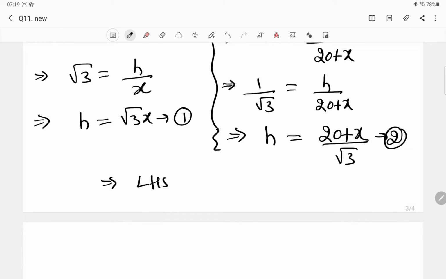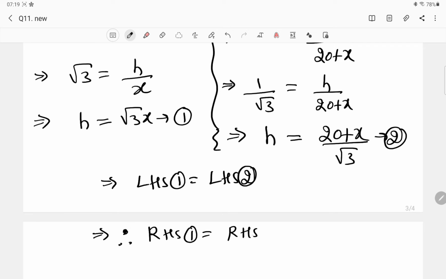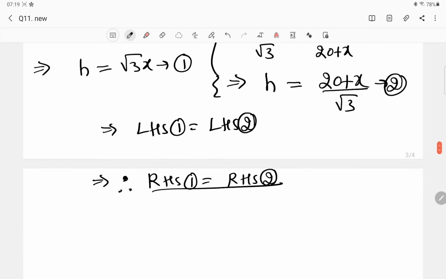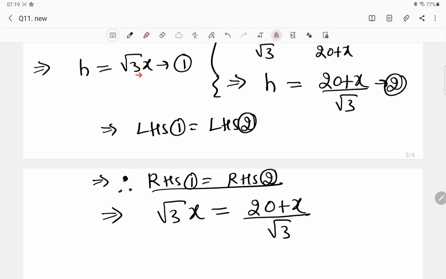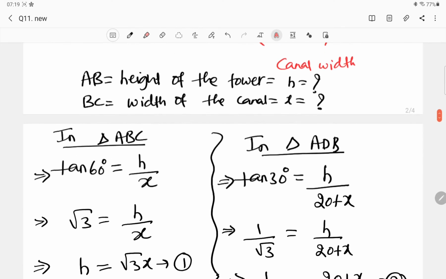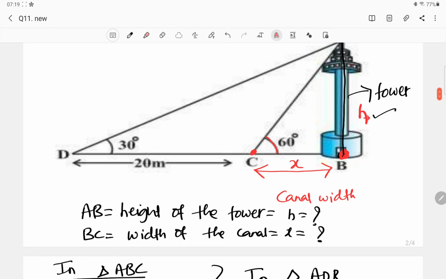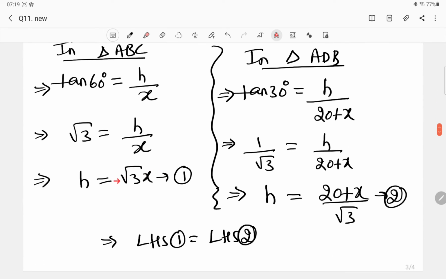So LHS of equation number 1 is equal to LHS of equation number 2. Therefore, RHS of equation number 1 is equal to RHS of equation number 2. What is RHS of equation number 1? That is root 3x, which is equal to RHS of equation number 2, 20 plus x divided by root 3. You can observe here, this is RHS of 1, and this is RHS of 2. I have used the common thing h here. I derived the equation for that h and I used them.